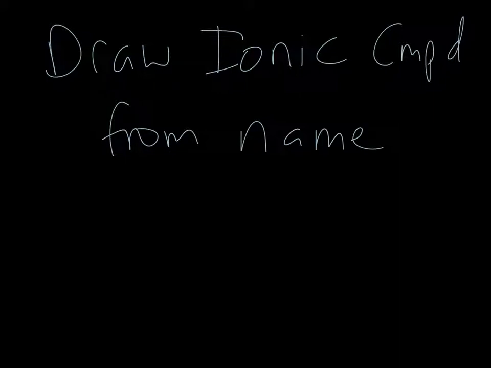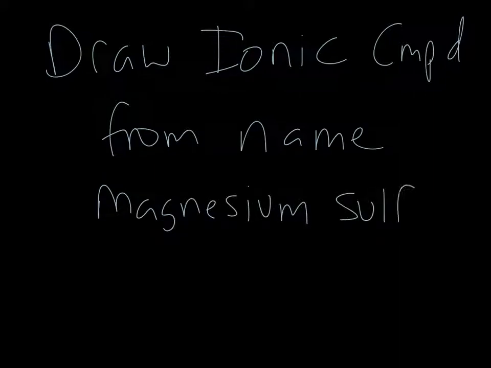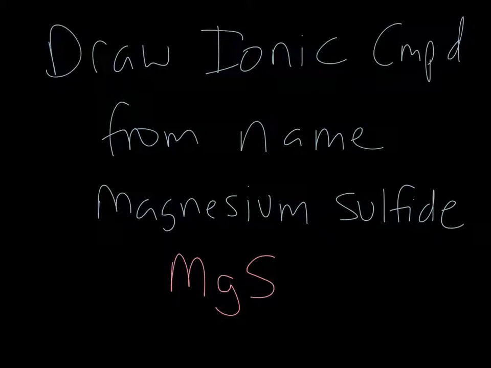So for example, if we had magnesium sulfide, I could look at my periodic table and know that magnesium is in the +2 state and that sulfide is in the -2 state to get to that noble gas configuration. And so the formula for this is a 1-to-1 ratio, so I just write MgS. So Mg, the symbol for magnesium, and sulfide would be my sulfur with a 2 negative charge.